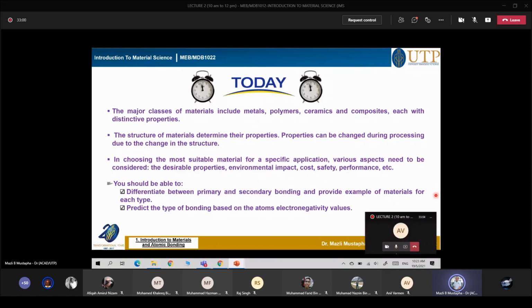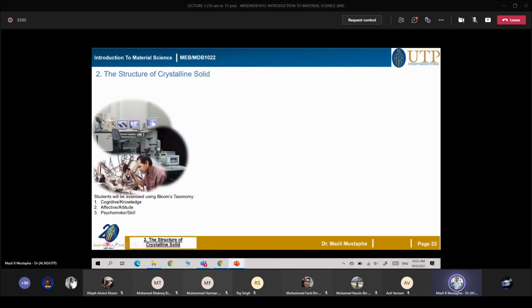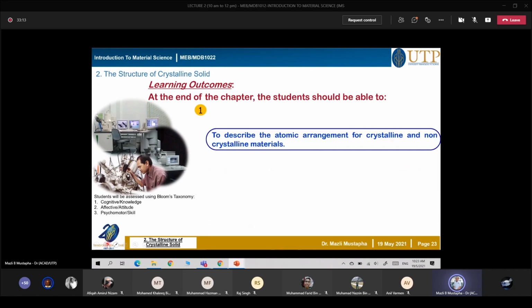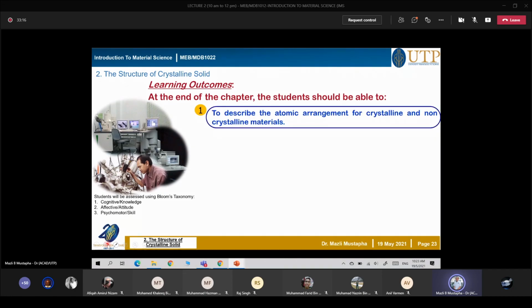Don't worry, this is quite straightforward. Today's topic is the most important one, but it's going to be a straightforward one. There are no crazy formulas. The learning outcome for this topic is the arrangement of crystalline and non-crystalline materials. Sometimes I ask you to sketch, and this is where you need to sketch the arrangement for crystalline and non-crystalline. Don't worry, we will cover it.